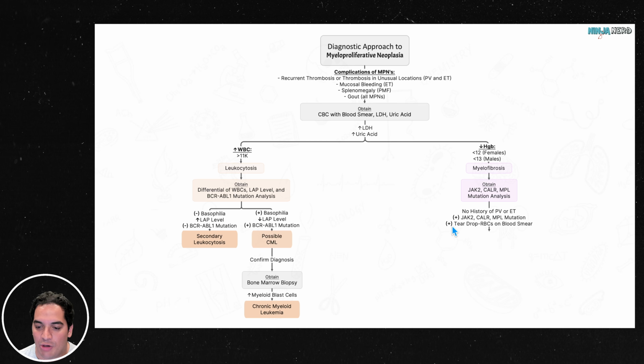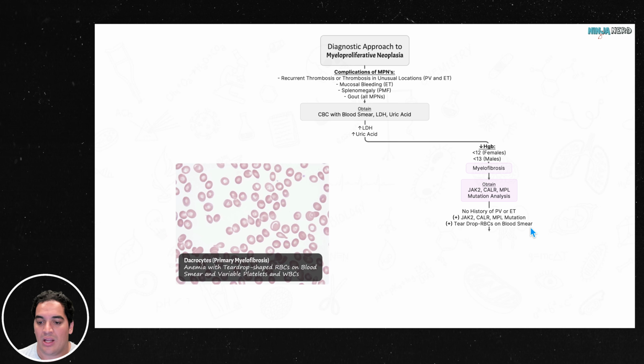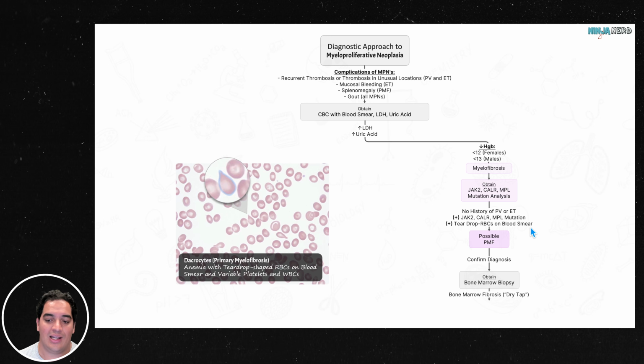But the big term here that you really want to look for is anytime you have a patient who has high amounts of cell turnover with a low hemoglobin and teardrop red blood cells on blood smear, you want to start thinking about primary myelofibrosis, right? But the only way that you can truly guarantee this is to get the bone marrow biopsy. And when you do the bone marrow biopsy, you'll see a significant amount of bone marrow fibrosis. And that's what really screams potentially primary myelofibrosis. All right.